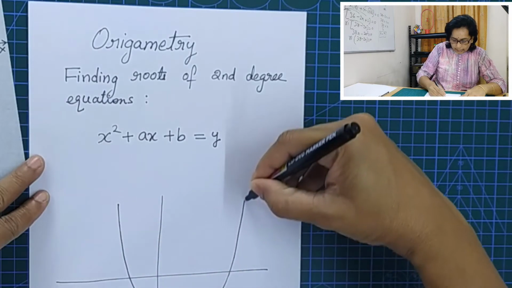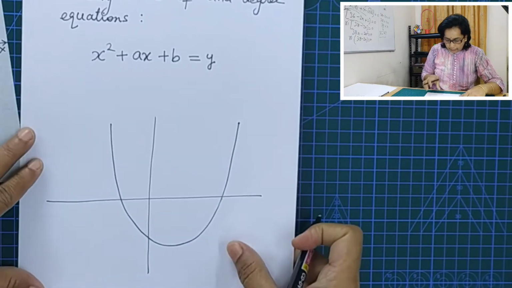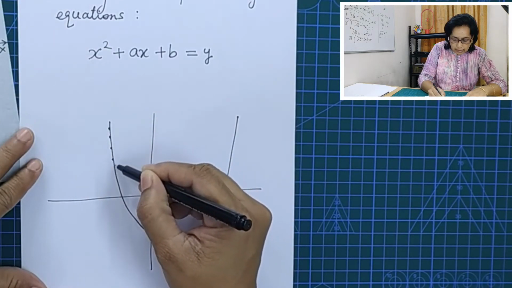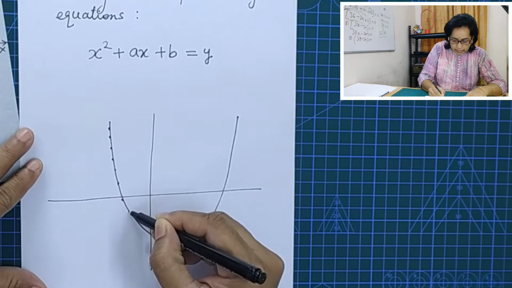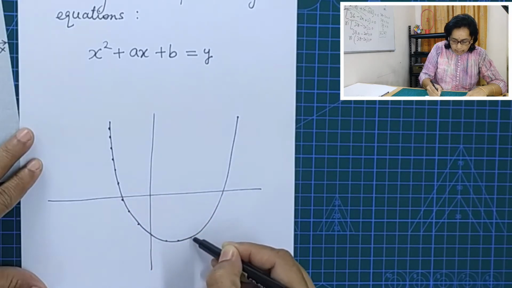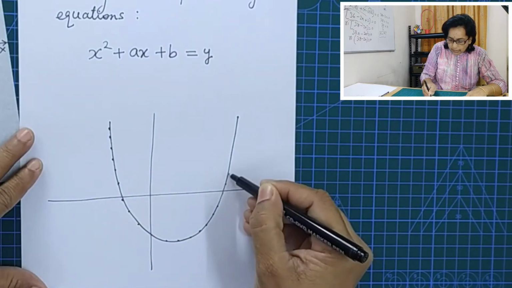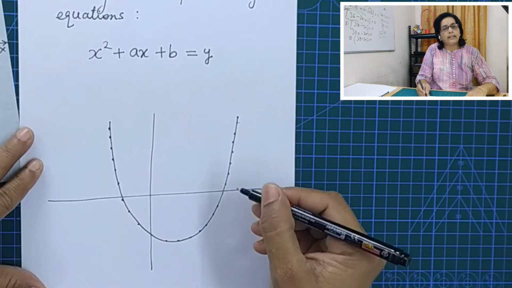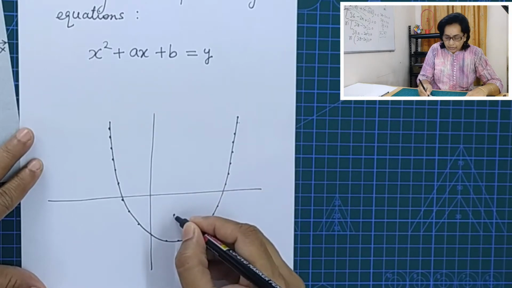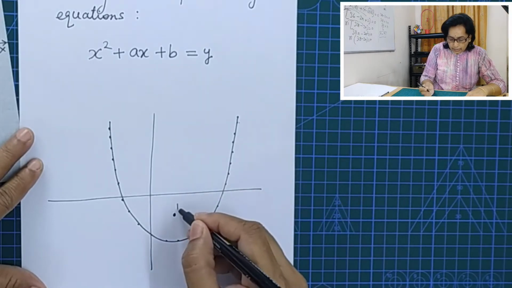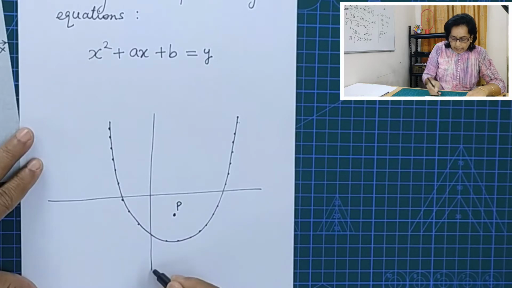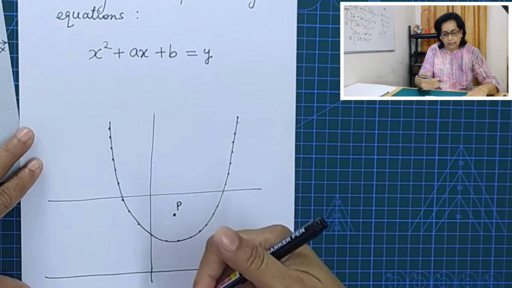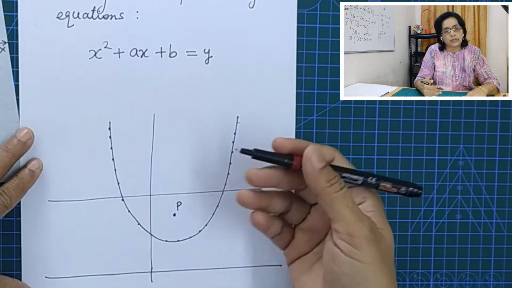Parabola is a locus of points. So this is a parabola. Parabola is a locus of points. That means this parabola consists of infinite number of points. This locus of points are equidistant from two things. One, a focus. Another is the directrix line. So focus will be somewhere in this location, say for example, and a directrix line is somewhere below it, if it is opened upwards, and if it is opened downwards, above it.